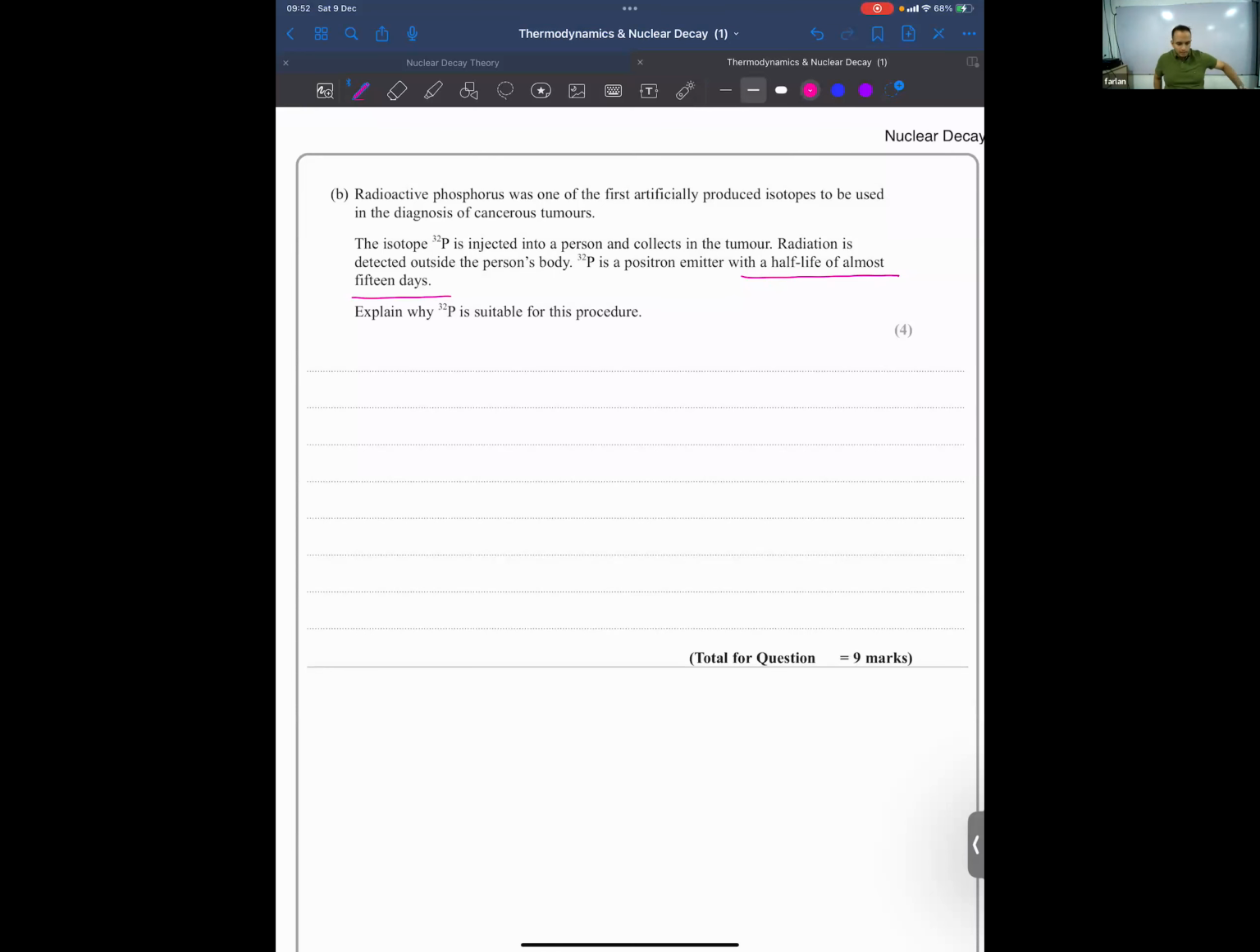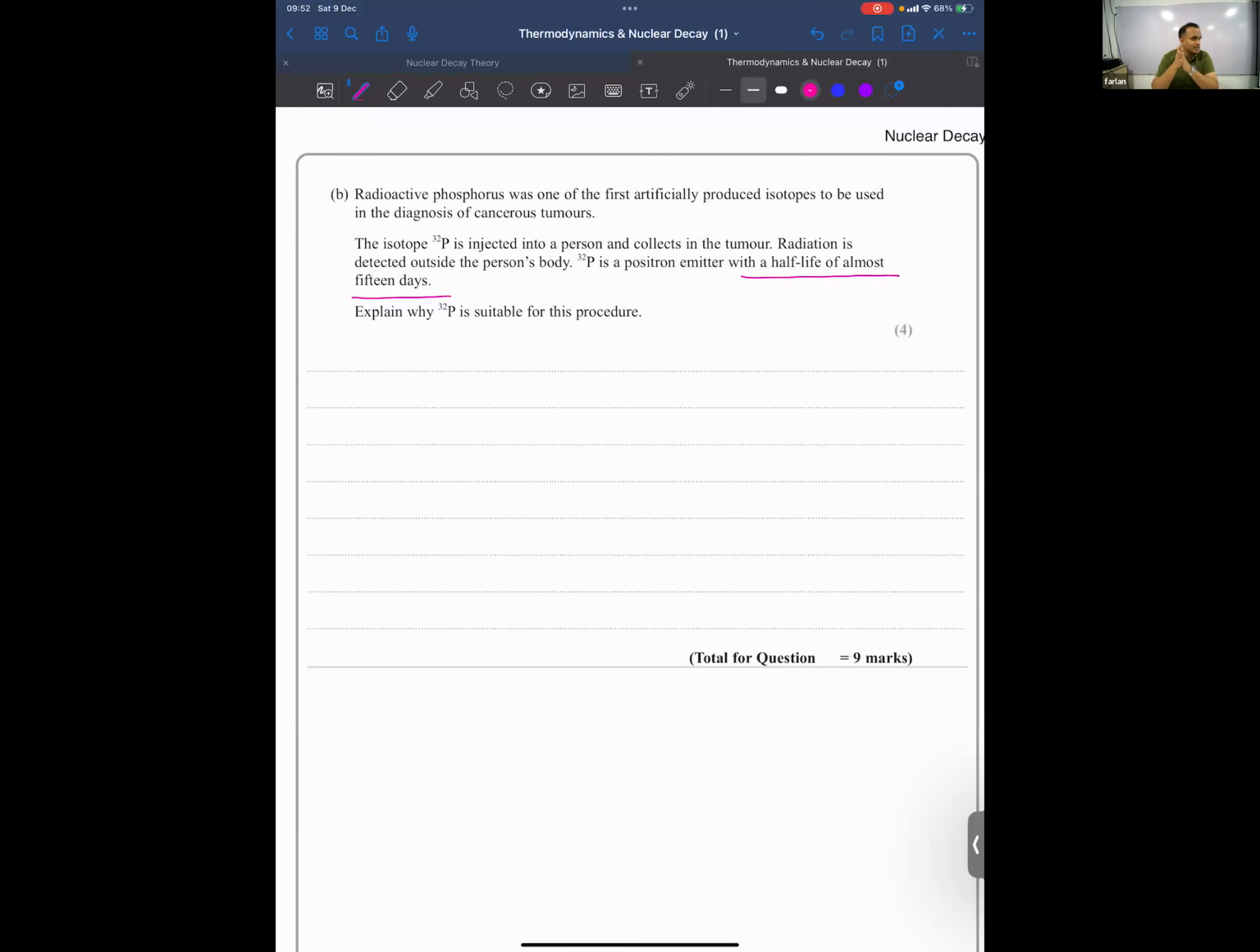Okay. So what they are saying is this is used in medical physics. Radioactive phosphorus was one of the first artificially produced isotopes to be used in the diagnosis of cancerous tumors. The isotope P-32 is injected into a person and collects in the tumor. Radiation is detected outside the person's body. P-32 is a positron emitter with a half-life of almost 15 days. Explain why P-32 is suitable for this procedure. Now, why P-32? It should definitely be because it has a short half-life, right?